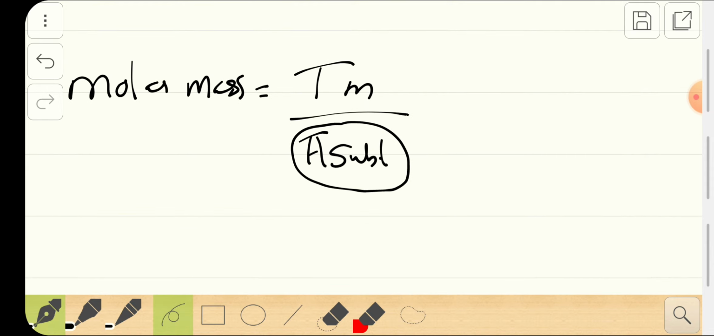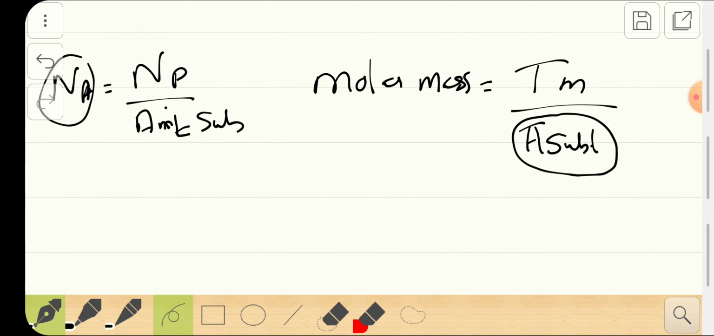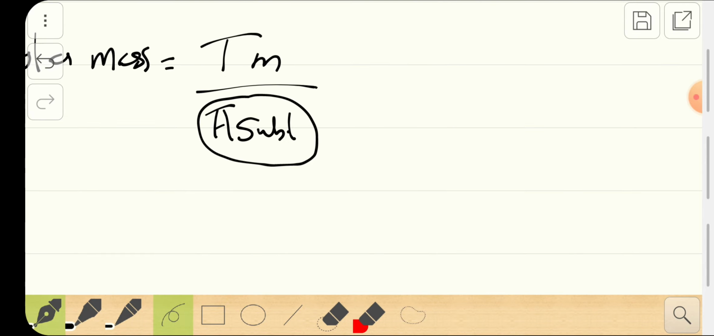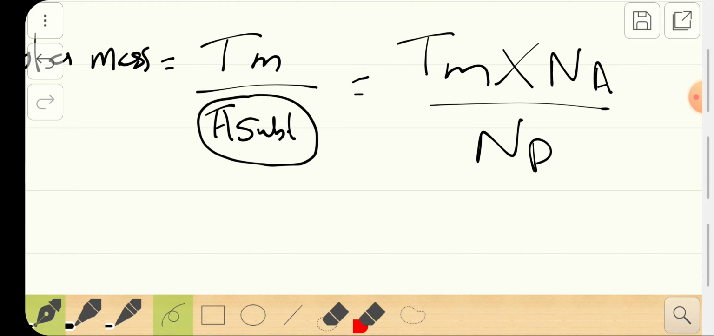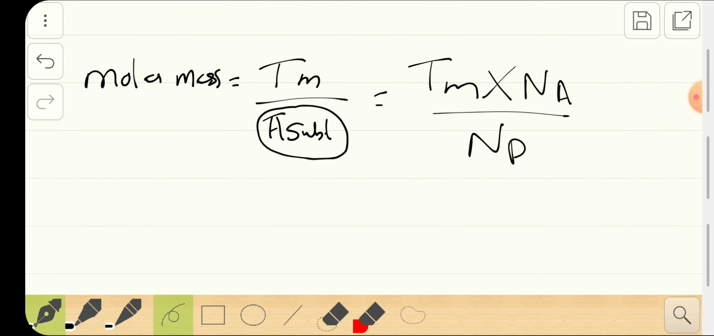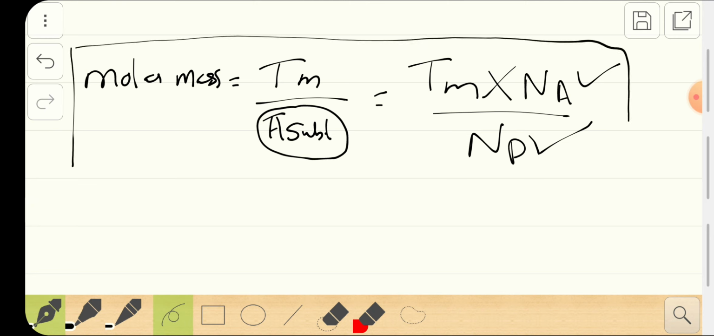you can substitute the amount of substance, right? The amount of substance can be substituted as Np by Na. So you get total mass times Na by Np. So that's how you define molar mass. A molar mass, the mass of a molecule, will be equal to the total mass times Avogadro number divided by the number of particles present inside. So that's the basic representation of all the units that we require in future.